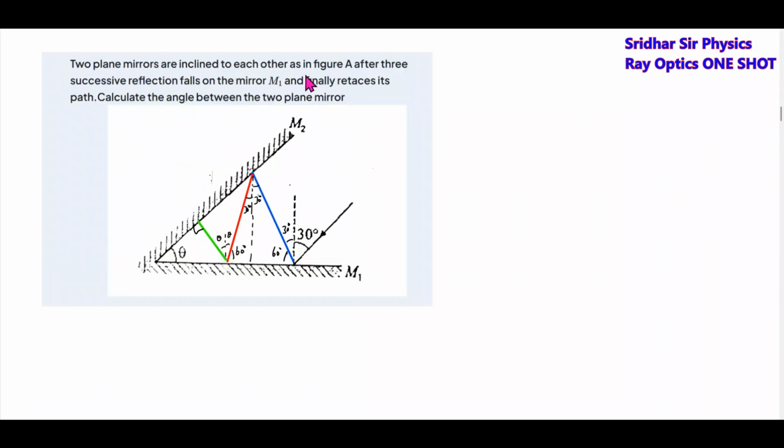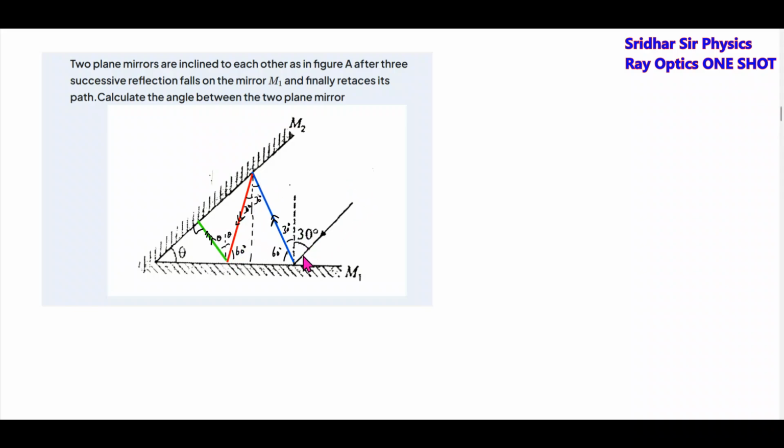Two plane mirrors are inclined to each other as shown. After three reflections from them, a ray falls normally on the mirror M1 and finally retraces its path. Calculate the angle between the two plane mirrors. So first it will strike here 1, 2, so 1, 2, 3 and finally falls here. It will retrace the path. So for the retrace of path, it has to be like this, and it will retrace the path.